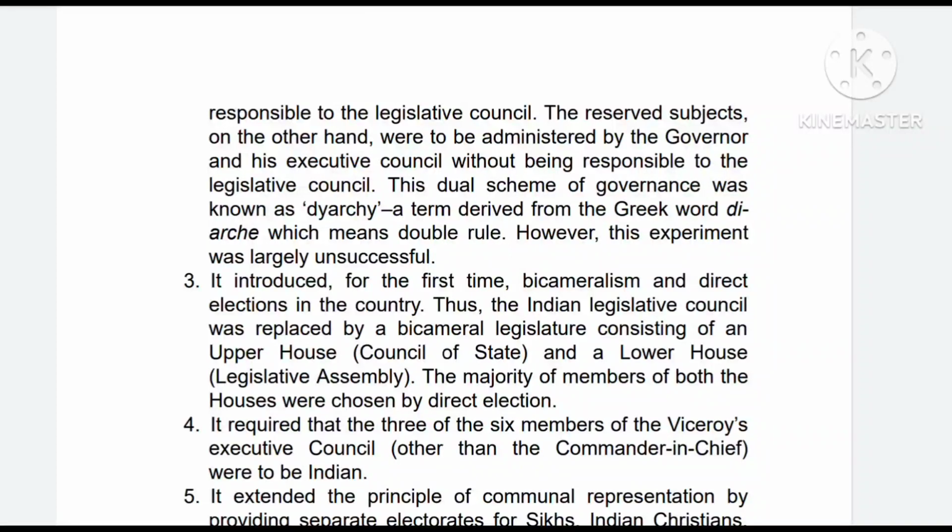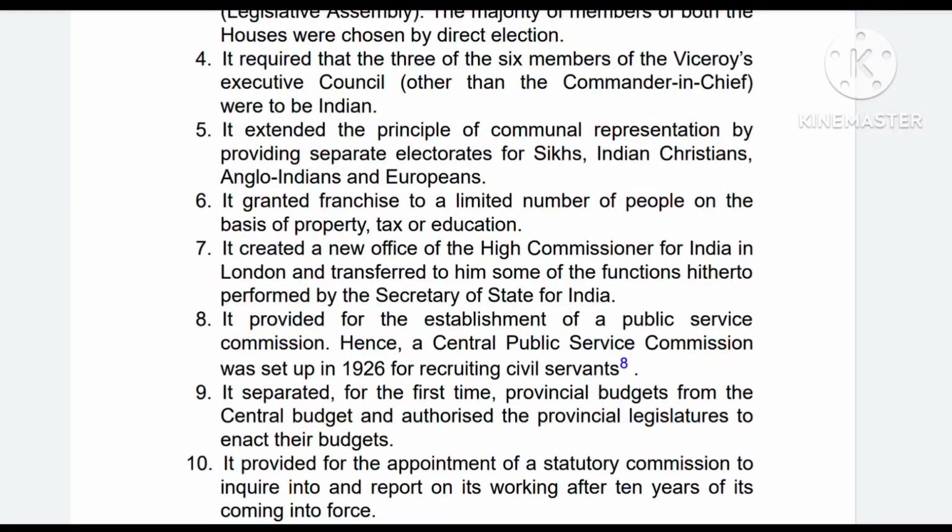Number 4. It required that 3 of the 6 members of the Viceroy's Executive Council, other than the Commander-in-Chief, were to be Indian. Number 5. It extended the principle of communal representation by providing separate electorates for Sikhs, Indian Christians, Anglo-Indians and Europeans. Number 6. It granted franchise to a limited number of people on the basis of property, tax and education.